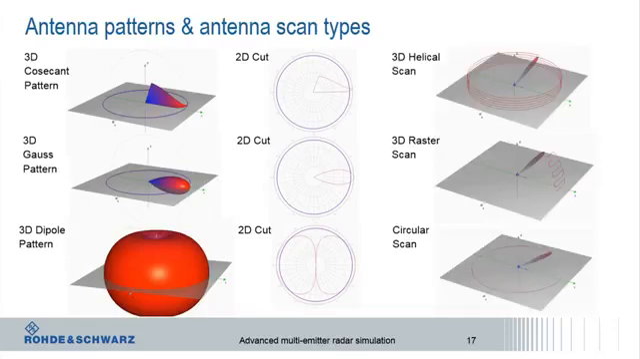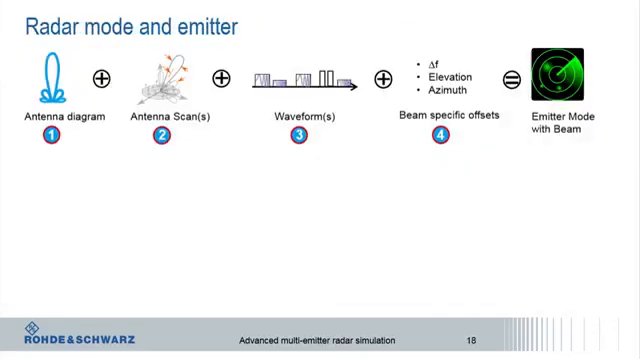In addition, you have access to antenna scan types. So there's, for example, helical scans, raster scans, or circular scans. The Rohde & Schwarz pulse sequence software allows you to use these defined antenna diagrams together with the defined pulses and sequences before.